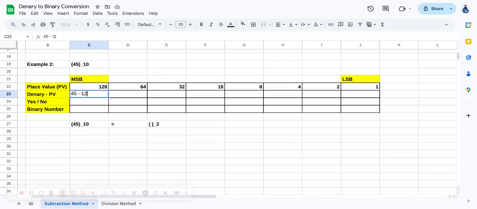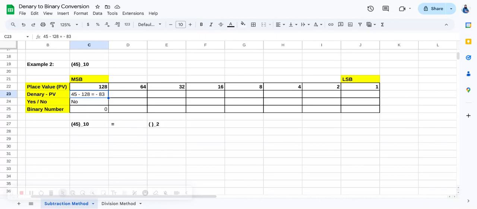We will minus the PV, which is 128, and here we are going to get the answer in negative 83. So when we got the negative number, we will write here no, and we will write here 0. So in the next step, we are going to use, as I mentioned earlier, the positive number which was received earlier. So now in our case, if we look, we have only one column, and that column has a negative number. So in this case, we have to look back what was the original number, because we don't have any column before this. So original number was 45.